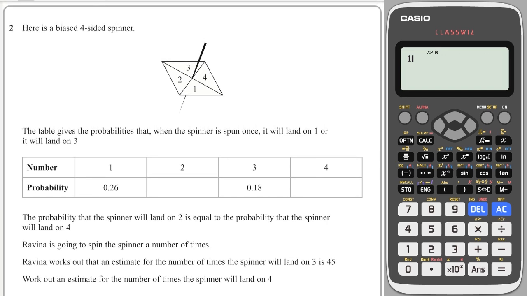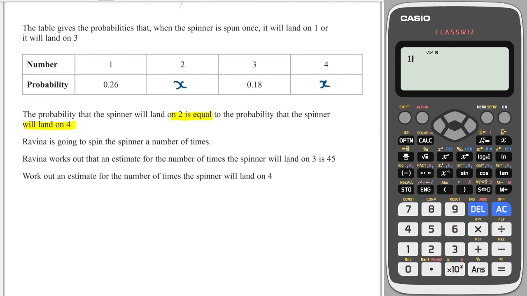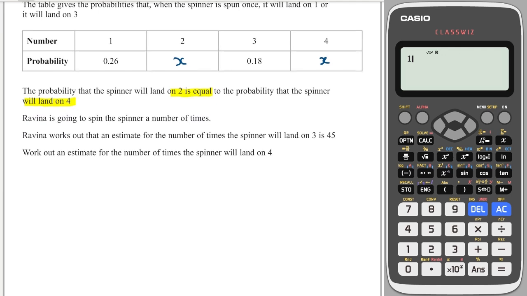Great. Question number 2. It says the table gives the probabilities that when the spinner is spun once, it will land on 1 or it will land on 3. The probability of it landing on 2 is equal to the probability that it will land on 4, which means that we could write x in here and x in here because they're the same. Now, what we know about a probability table like this is that it has to land on either 1, 2, 3, or 4. So when I add up these probabilities, they must add up to one whole, because it's certain that it's going to land on one of these.